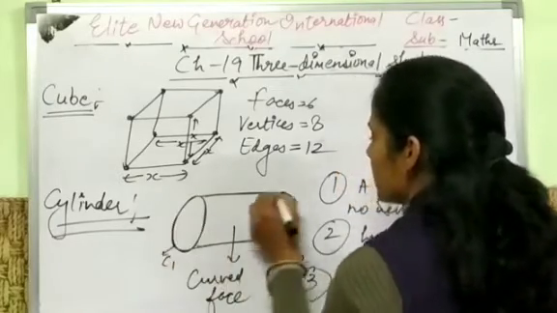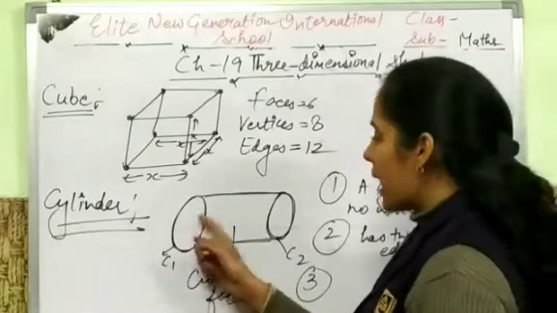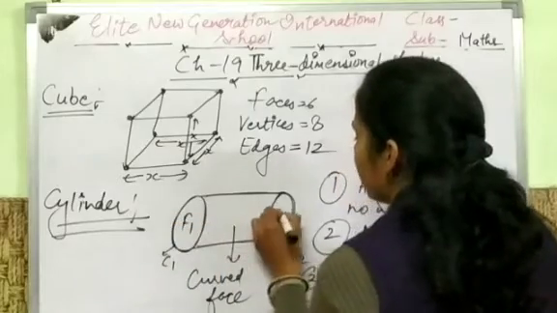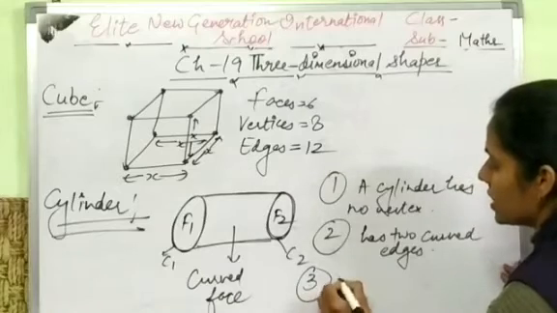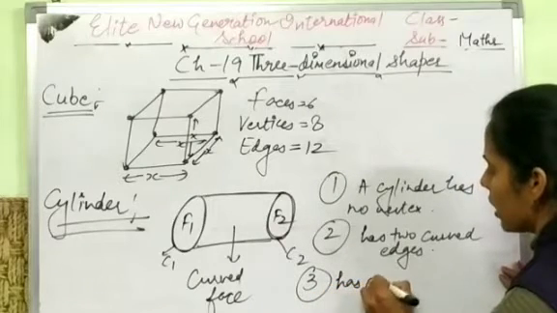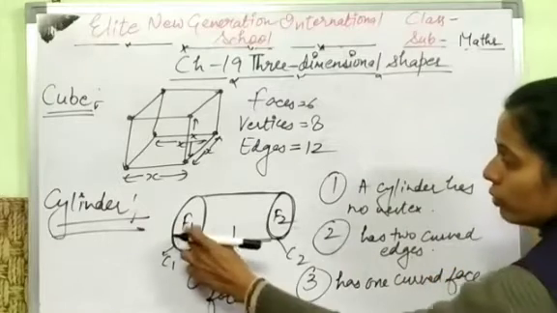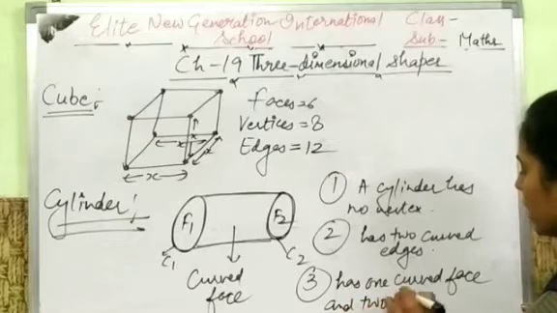Third, this middle part is called the curved face of the cylinder. And these 2 faces are flat faces, so they are called the flat faces of the cylinder. Let's name them F1 and F2. So a cylinder has 1 curved face and 2 flat faces.